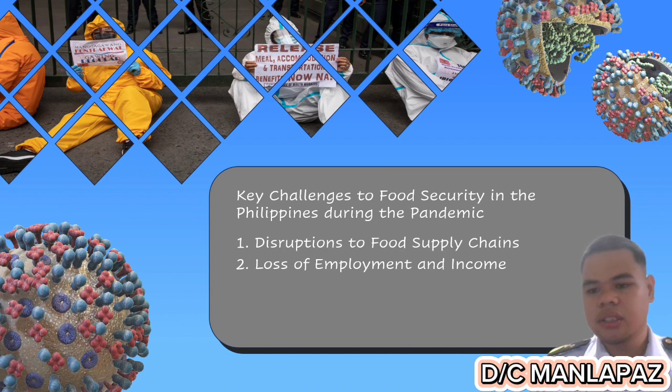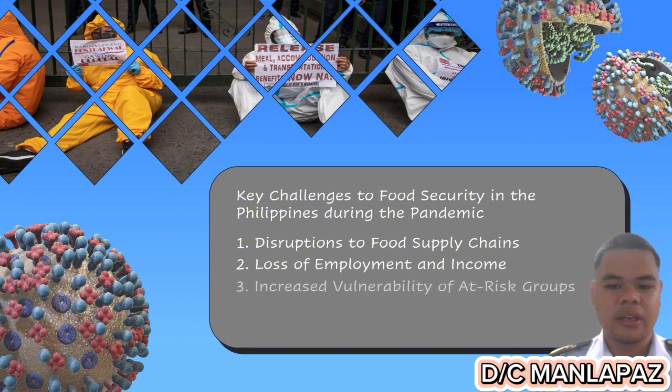The economic downturn caused by the pandemic led to widespread job losses and income reductions, particularly among informal sector workers. This loss of purchasing power further exacerbated food insecurity as households had less money to spend on food.